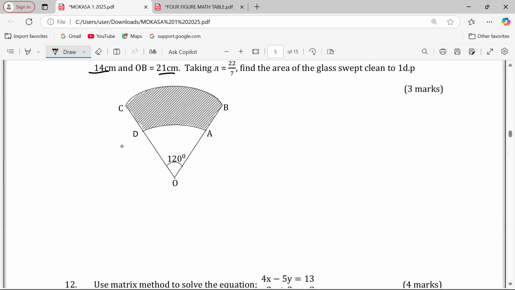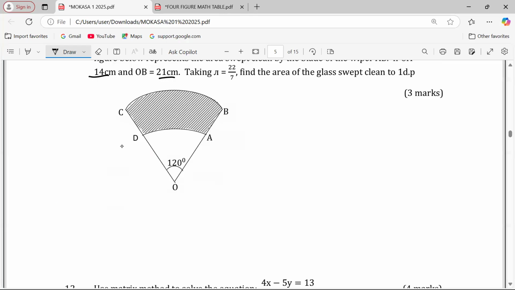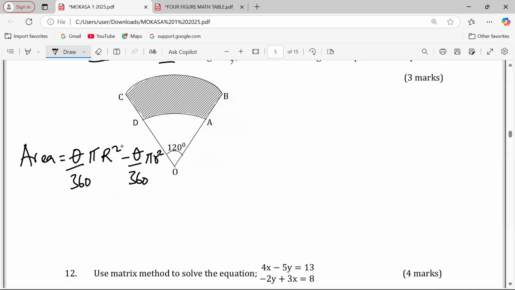So for us to get the area of the glass which is swept clean, we need the shaded area in this case. The shaded area is going to be the bigger sector, theta over 360 pi r squared, minus the smaller sector, beta over 360 pi r squared. So the bigger sector minus the smaller sector.